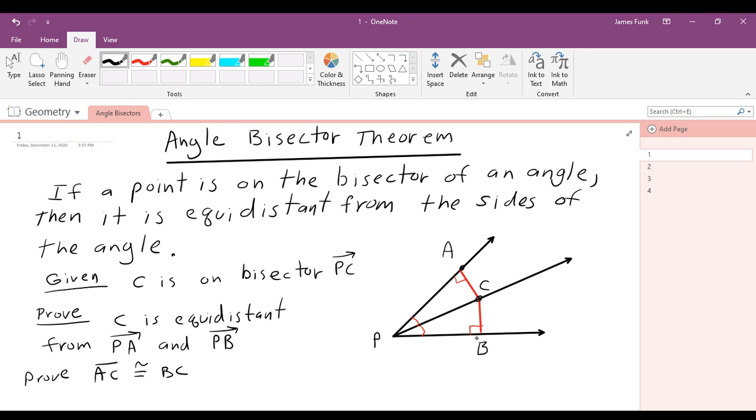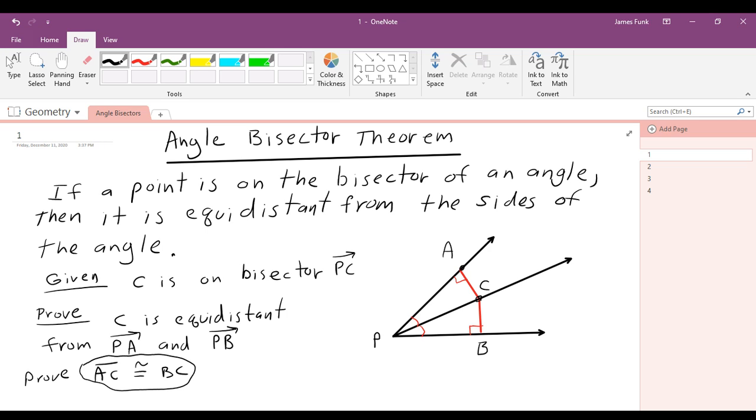In other words, we've got to prove down here that segment AC is congruent to segment BC, because remember the distance from a point to a line is the length of the perpendicular segment. So AC represents the distance from point C to that side of the angle. And the distance BC represents the distance from point C to the other side of the angle. So if we prove those two segments are congruent, AC and BC, then we will have proven that point C is equidistant from the sides of the angle. So we're going to do that by proving those two triangles congruent.